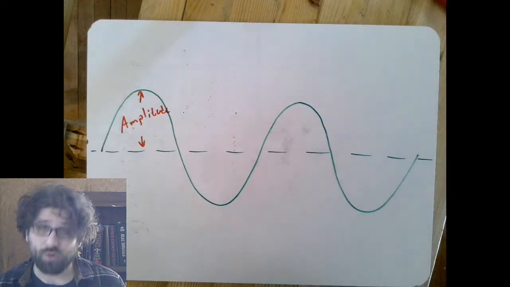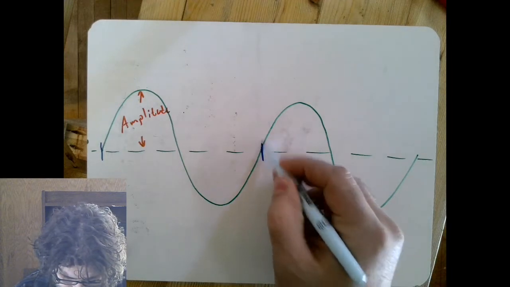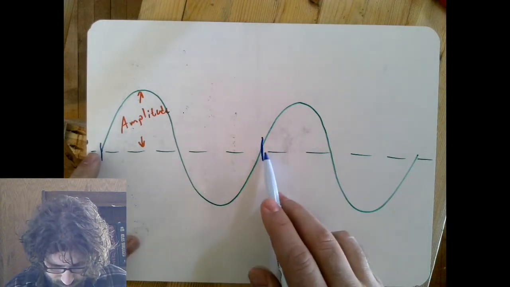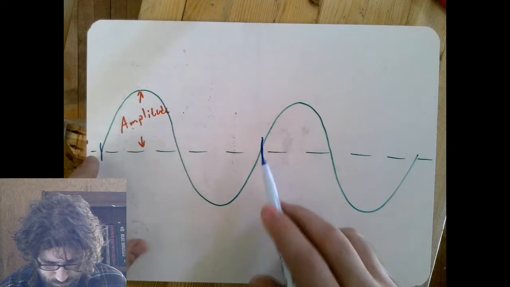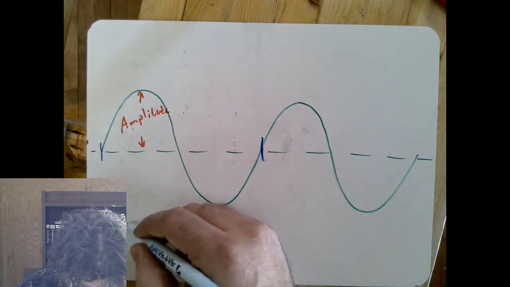Another very important part of a wave is this distance right here. Notice these waves repeat themselves. So this is one wavelength, this is a second wavelength. These should be identical. So we call this the wavelength, just like I said.